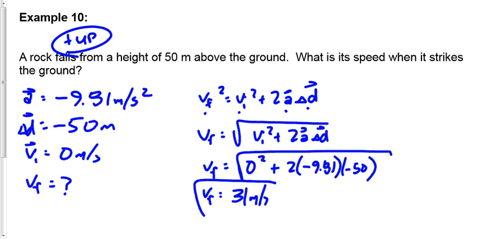Now, this question asked me for final speed. I got 31 meters per second. What if it had asked me for final velocity? Yeah, we would have said 31 down or negative 31. When I solve this, it's only ever going to give me positive. But notice this equation is designed to find speed, not velocity. So this will always give you speed. If you're looking for velocity, that's okay, but you're going to need to add the direction in yourself after the fact to make it negative. Good?